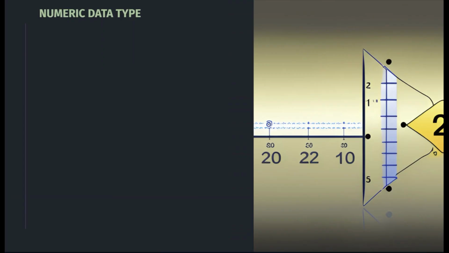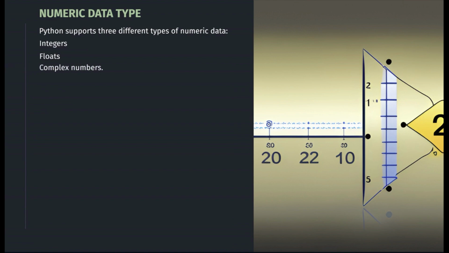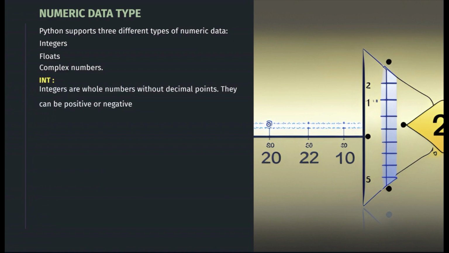If you come to the numeric data type in Python, it generally supports three different types of numeric data. One is integers, the second is float, and the third is complex numbers. So these are the three types of numeric data Python supports. Let's look into them one by one. So what are integers? Integers are nothing but whole numbers without a decimal point. It could be a negative number or a positive number. So a whole number without a decimal point is considered an integer.